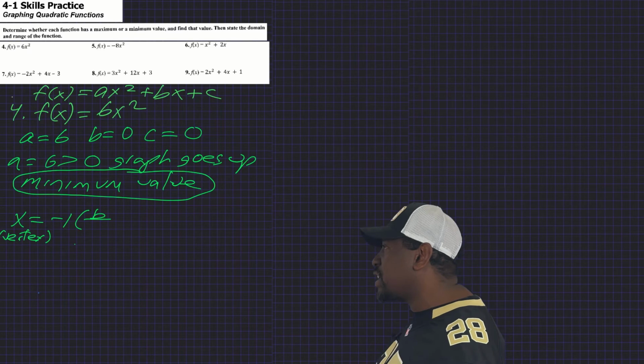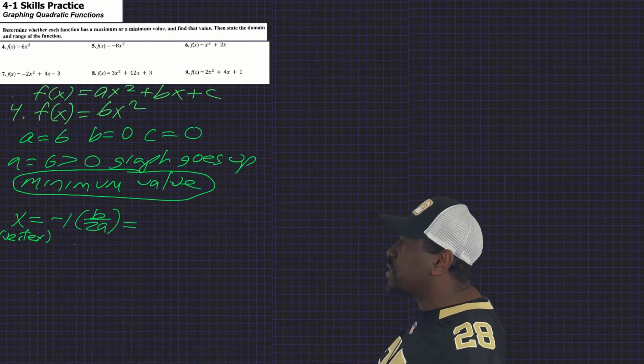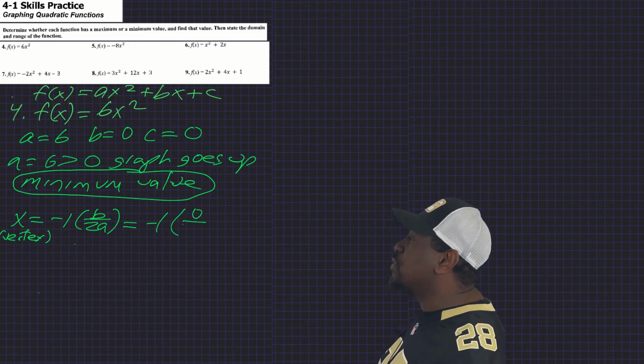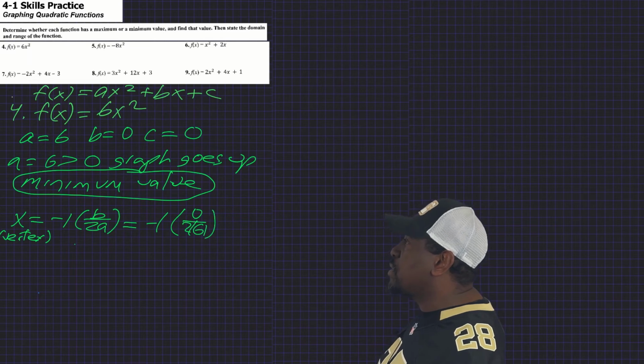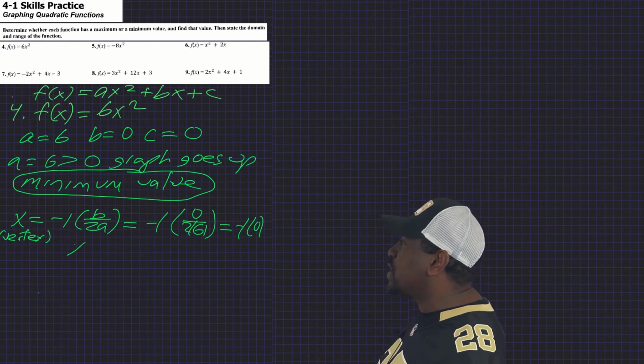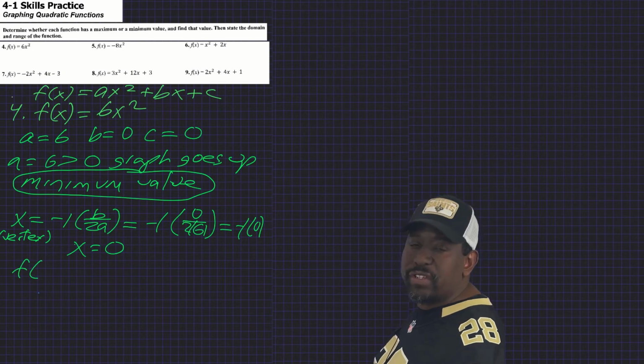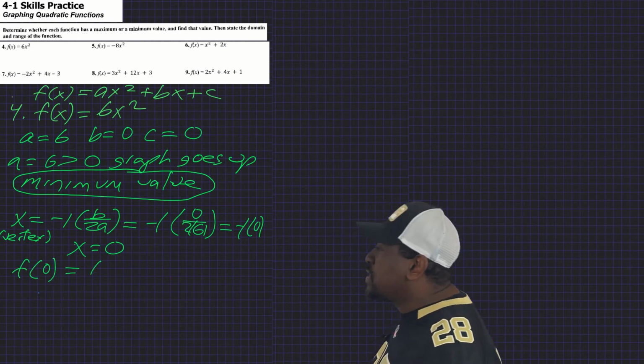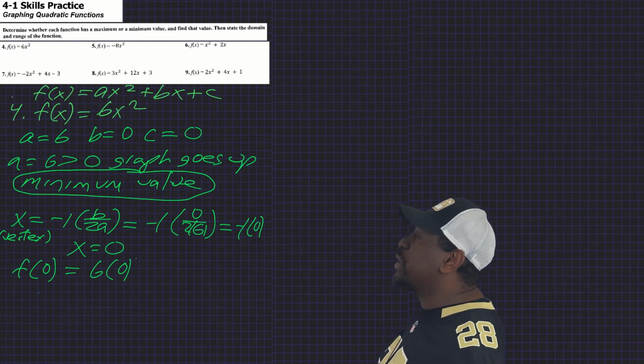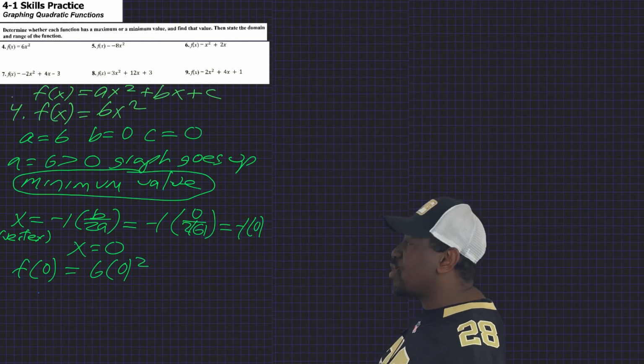So we had in the last problem a formula for the x-coordinate of the vertex, which is -1 times b over 2a. So since b is 0, we substitute 0 for b, we substitute 6 for a, and we calculate that formula to get the value of x. 0 over anything is 0, so 0 over 12 is 0. -1 times 0 is 0, and so the x-coordinate of the vertex is equal to 0. So in order to get the minimum value, all we need is the f of 0, which is our vertex.